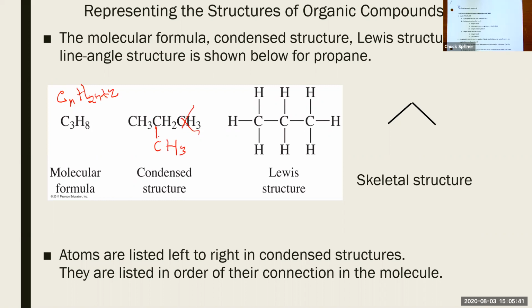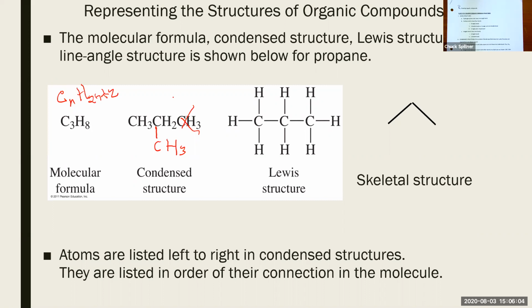So if I put it down there, it's still 3 carbons connected in a row. It's still the same molecule. I haven't changed it. I've drawn it differently, but it's still the same. It's just like this first structure, the second Lewis structure, and the third skeletal structure. They're all drawn differently, but they're all the same molecule.